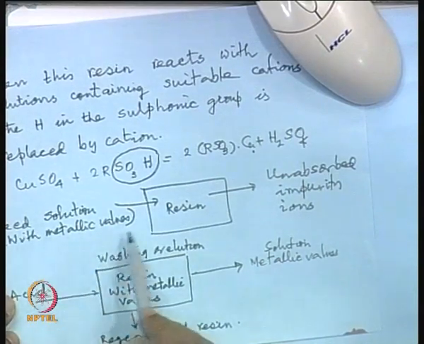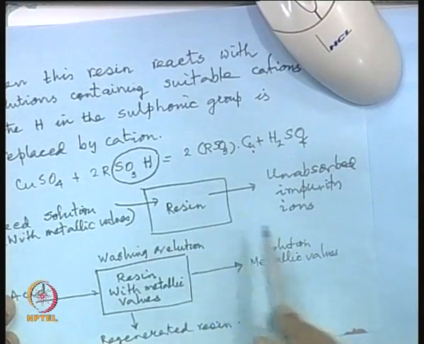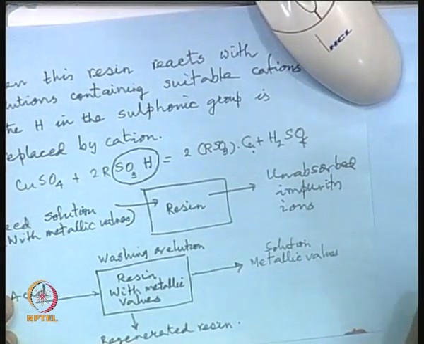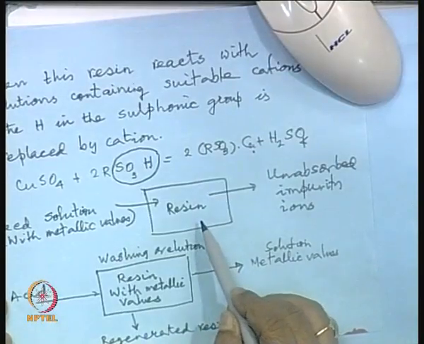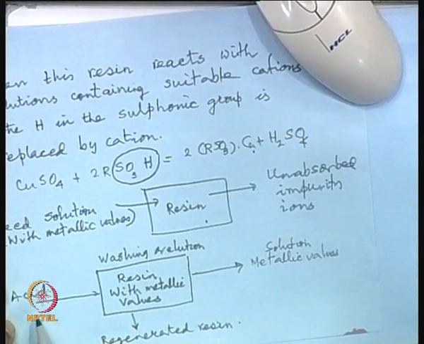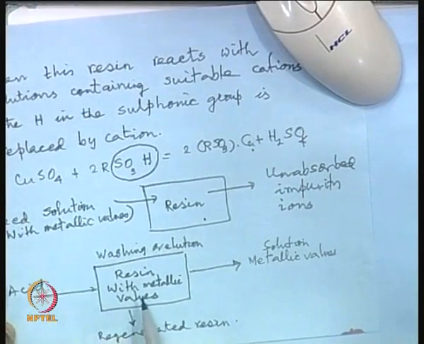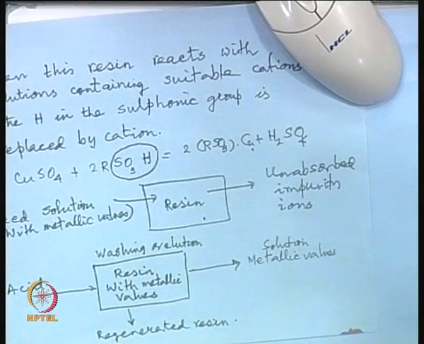The feed solution with metallic values will pass through the solid resin, unabsorbed impurity ions will pass off unabsorbed, but the metallic value will be absorbed in the resin, and then that can be washed or eluted through a process of washing or elution by fresh water, fresh acid. The resin will be regenerated and the solution will take out metallic values. Now, this is a very simple explanation of basically what we do. I'll come to that when I continue with the lecture.